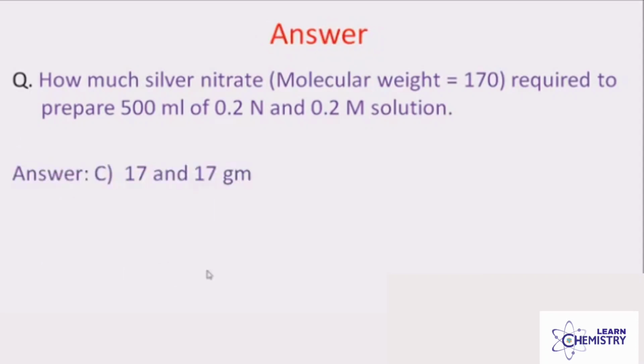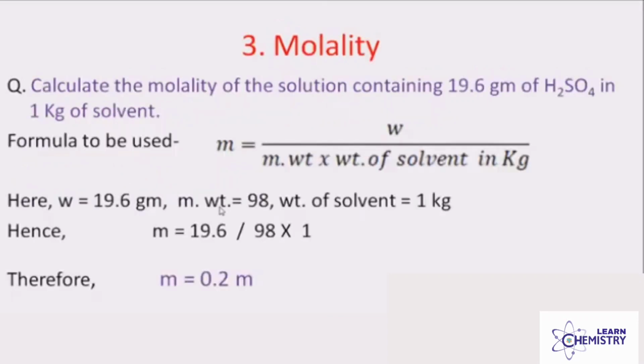Welcome back. So the answer for the normality and molarity solution is C, 17 and 17 grams. Molality. Calculate the molality of solution containing 19.6 grams of sulfuric acid in 1 kilogram of solvent. So in this case, the formula to be used is small m, that is molality, equals weight upon molecular weight into weight of solvent in kilograms.